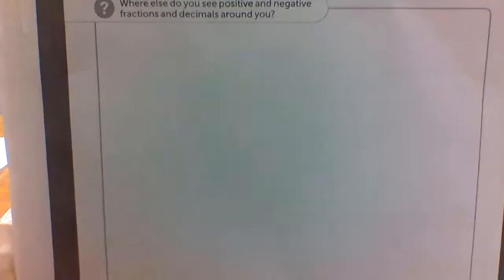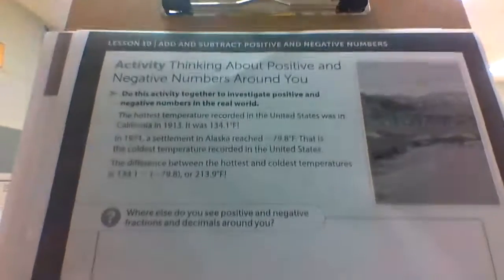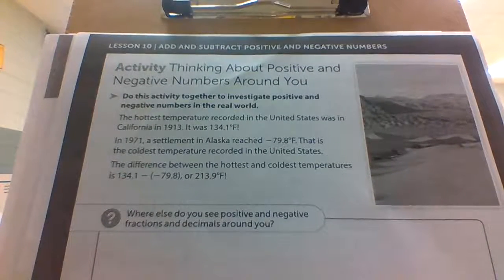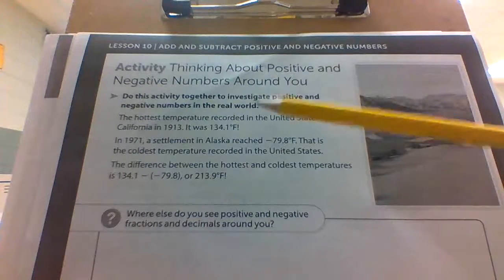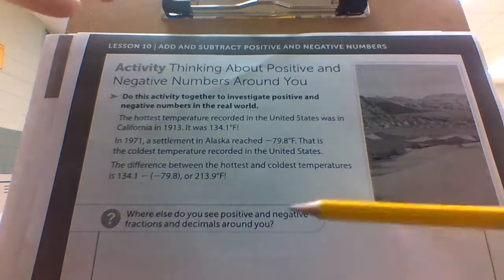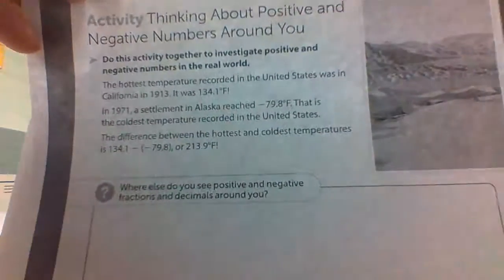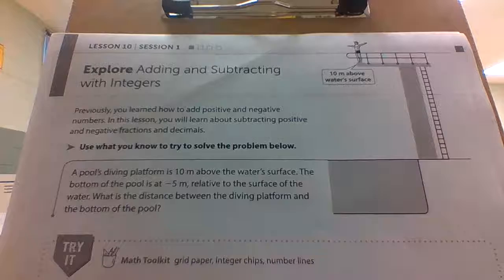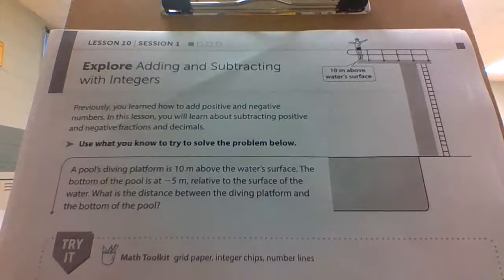Okay, and then there's an activity thinking about positive and negative numbers around you. Do the activity to investigate positive and negative numbers in the real world. Here are some examples. Where else do you see positive and negative fractions and decimals around you? And fill in. All right, let's begin on page 183.